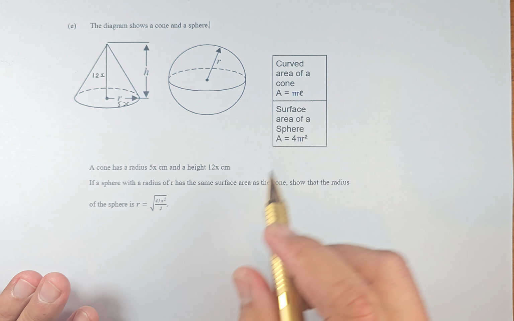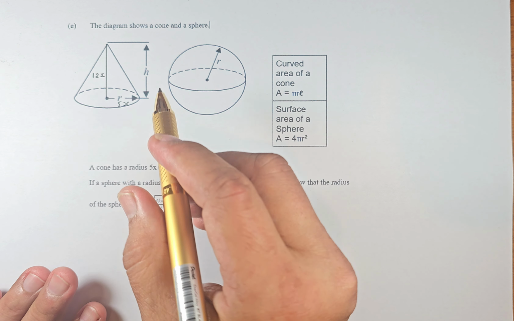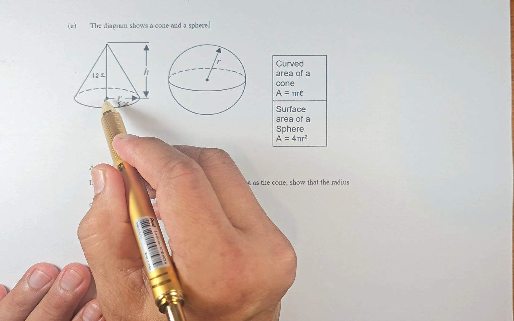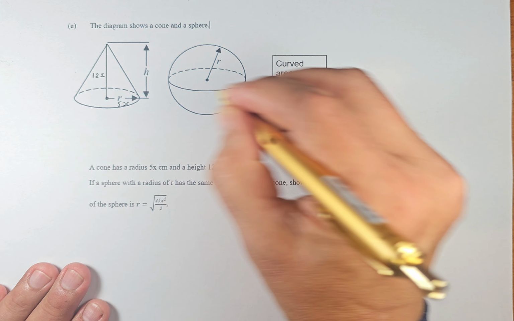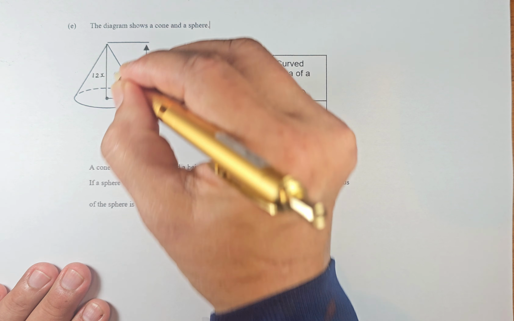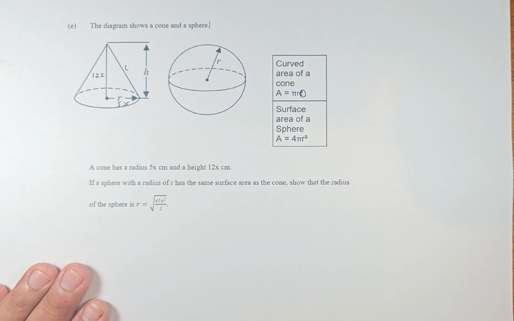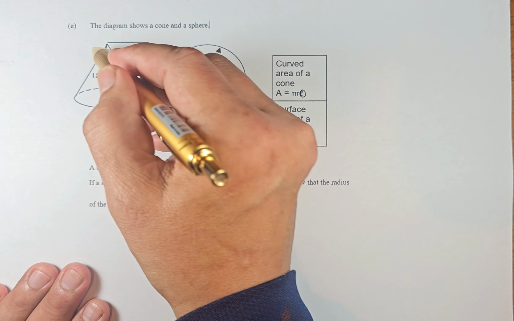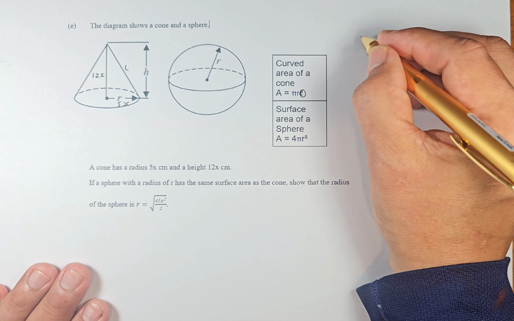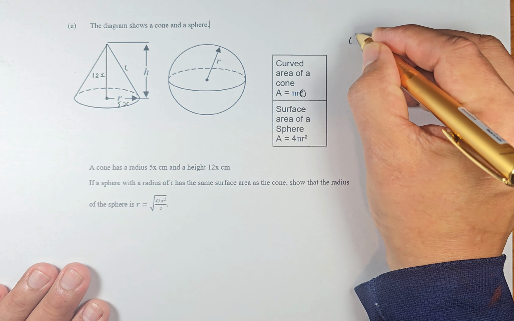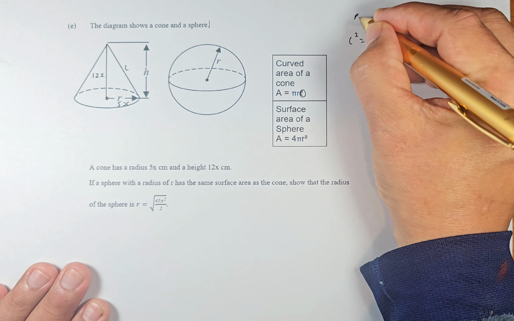Before we can even calculate the surface area of the cone, we know that the height is 12x and the radius is 5x. We need to find L. L is the slant height, the curved side. So we need to find L so that we can calculate the surface area of the cone as well as the base. We calculate L first, so L squared using Pythagoras.